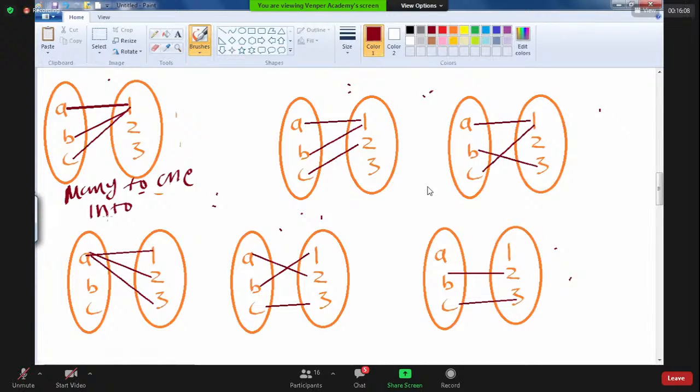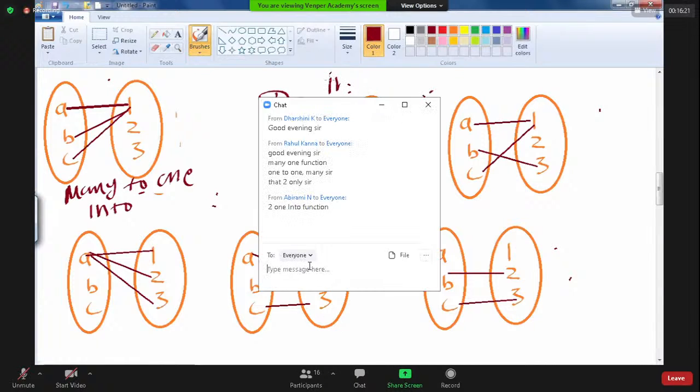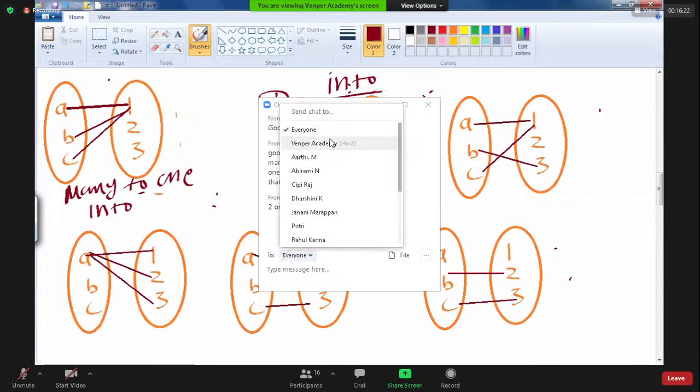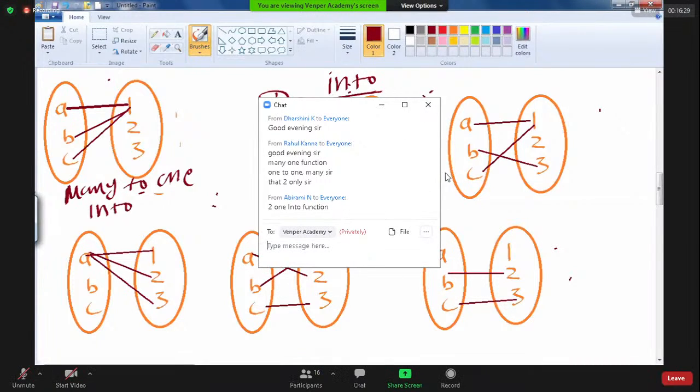Yeah, into. And next one. Second one, let's discuss. A is connected to 1, B is also connected to 1, and C is connected. Something is left out. So of course it is into because something is left alone. In B we have 3 alone, so it is into. And is it many to 1? Yes, of course it is many to 1 because many elements are connected to 1.